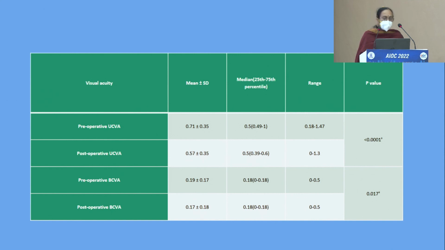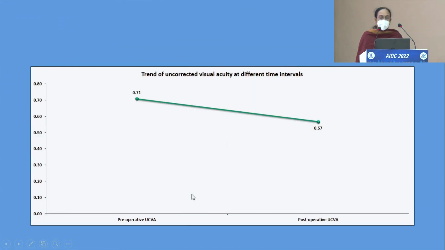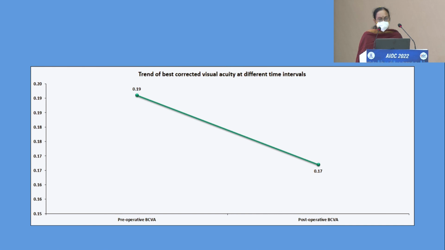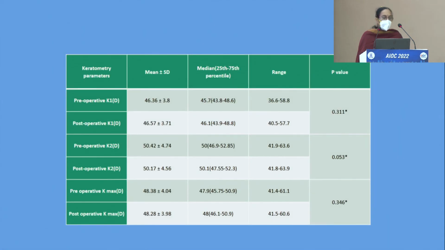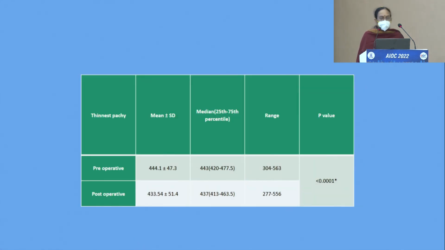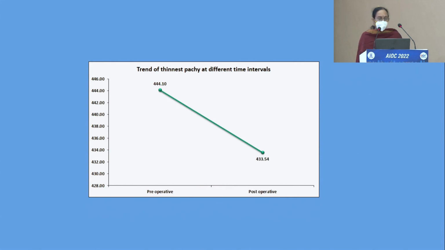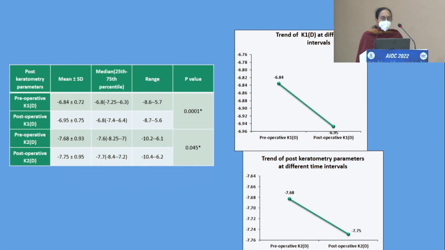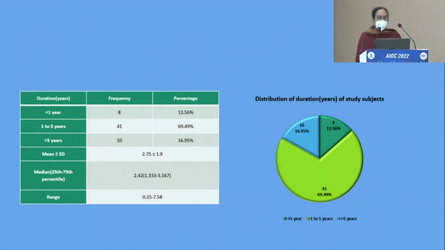Here you can see the data about the pre-op visual acuity, uncorrected, seems to be improving, and the BCVA not so much, with the visual acuity at various intervals of time showing an improvement. And also the keratometric values: you don't see much of an improvement in K1 and K2 at different time intervals, very minimal improvement there. And the thinnest pachymetry did not change very much. Now here we also find the posterior K1 and K2 actually improving over a period of time.